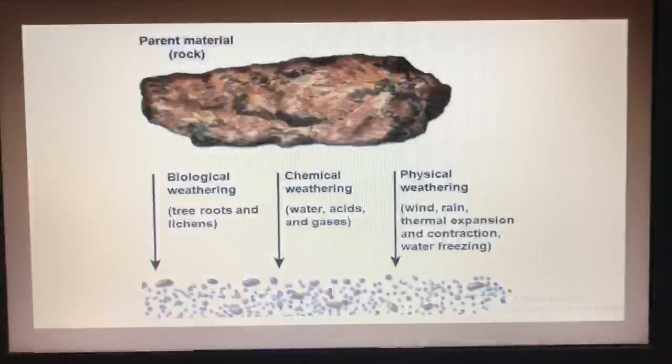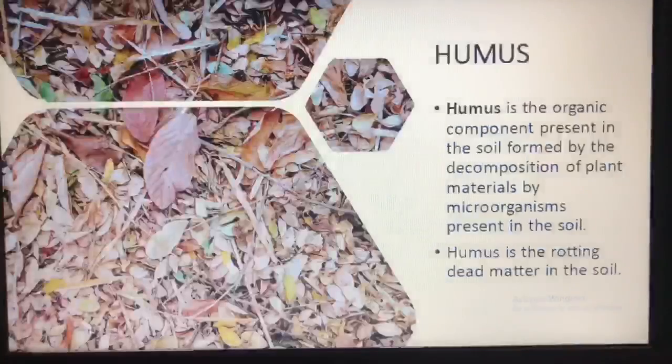So that is one rock that is divided into physical, chemical, and biological, as I said. In the physical weathering: wind, rain, thermal expansion and contraction, water. Then chemical weathering: water, acids and gases. Biological weathering: tree roots and lichens.